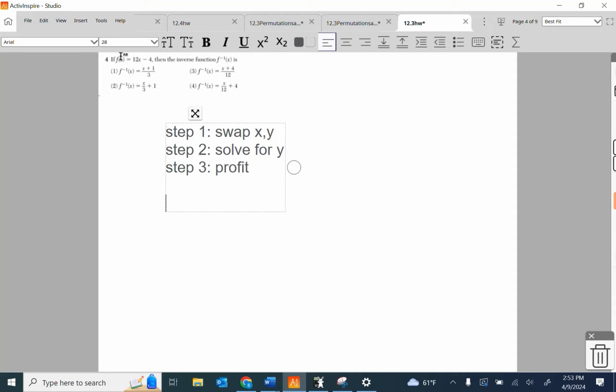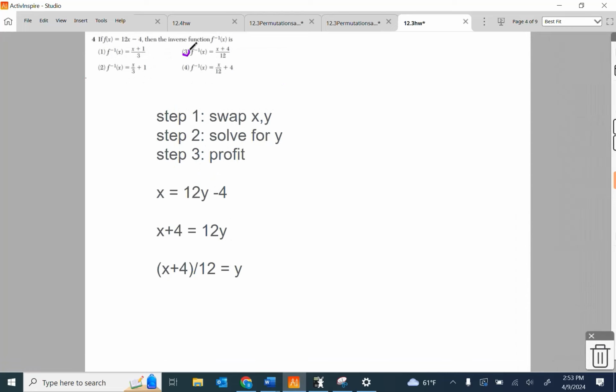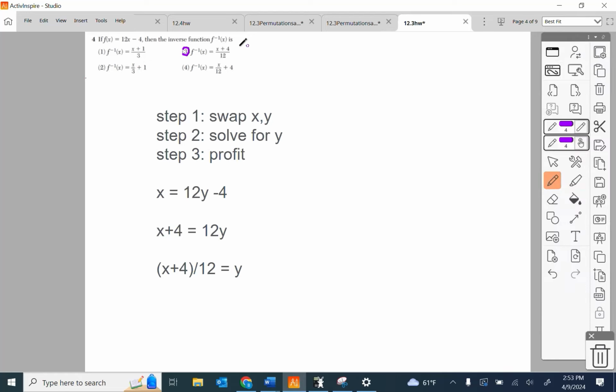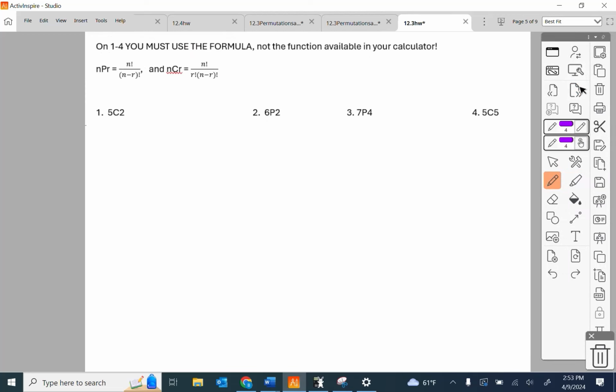So if I swap x and y, this f of x, which is y, becomes x, and is equal to 12y minus 4. I would then add 4 to both sides, because the opposite of subtraction is addition. I would then divide by 12. And I would choose choice 3. Yes, I would choose choice 3. Choice 2 is there for a distractor. It's actually not a horrible one, but it's sorry. Choice 4, I could see kids forgetting to divide by 4. Lots of simple little mistakes there.